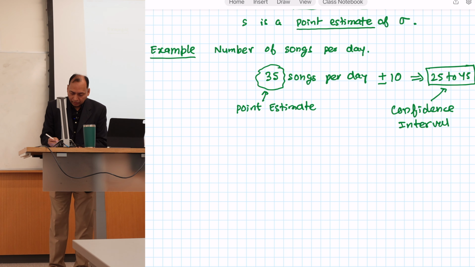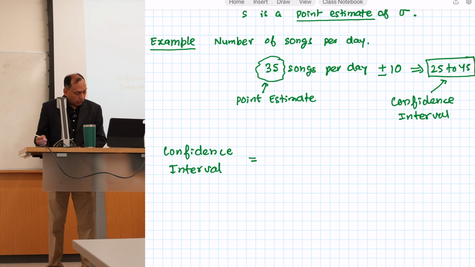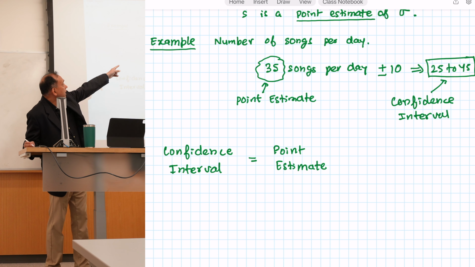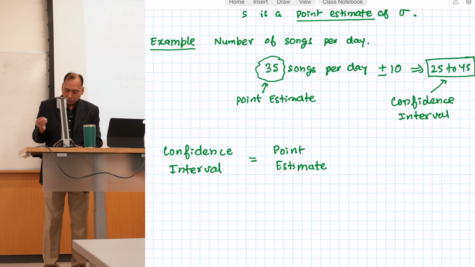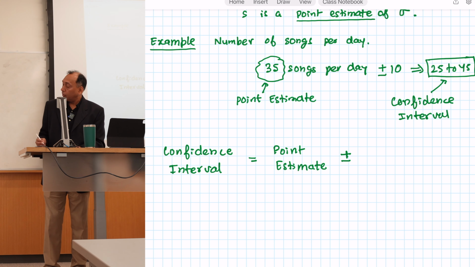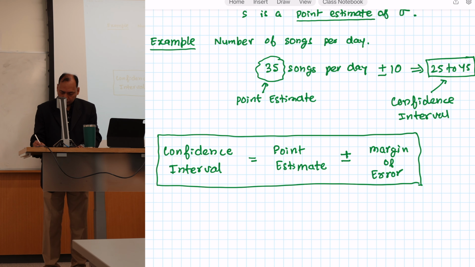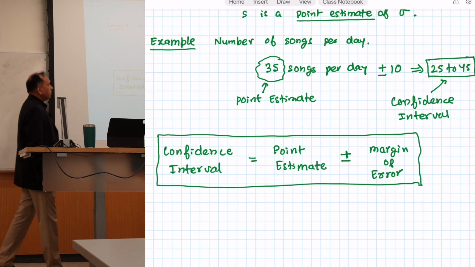In general, what we can write is confidence interval consists of two components. One is called point estimate, because even to get that 25 to 45, you need that point estimate 35, because plus minus 10 is around 35. So you need point estimate, and then you need something after plus minus, which is called margin of error. So your confidence interval includes point estimate as well as margin of error.